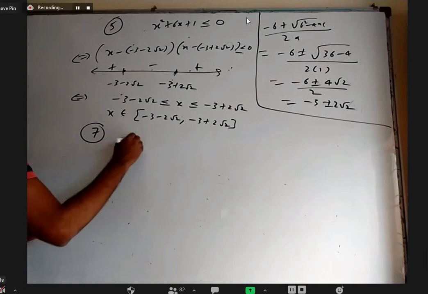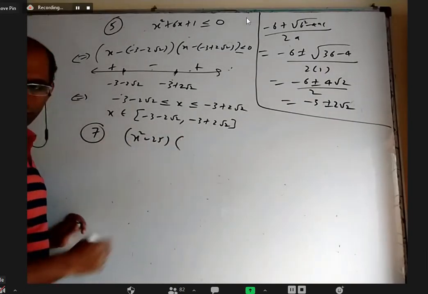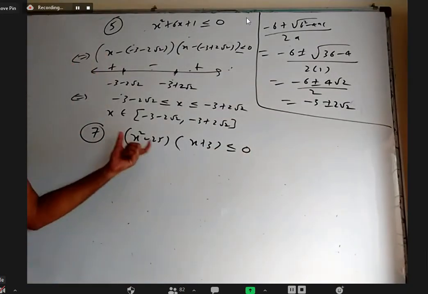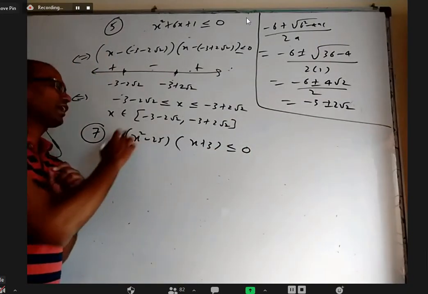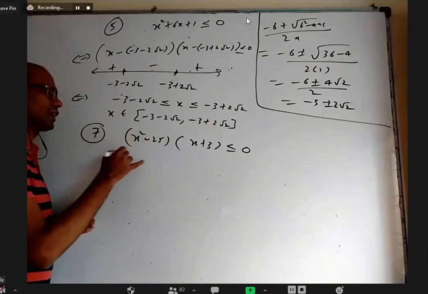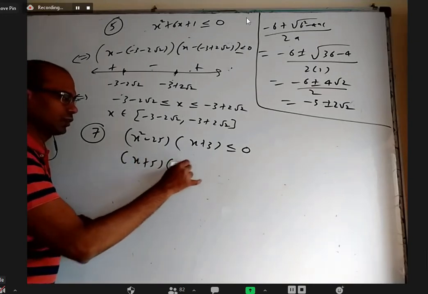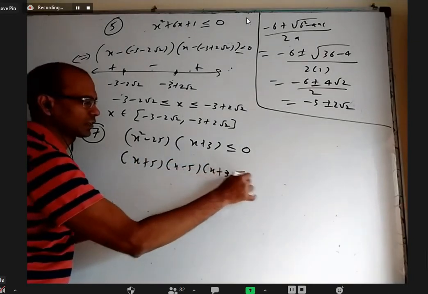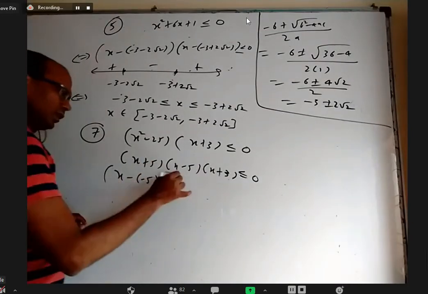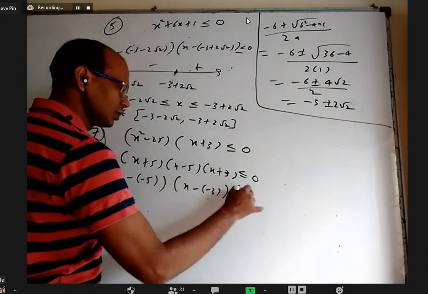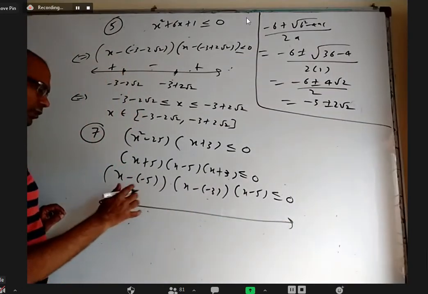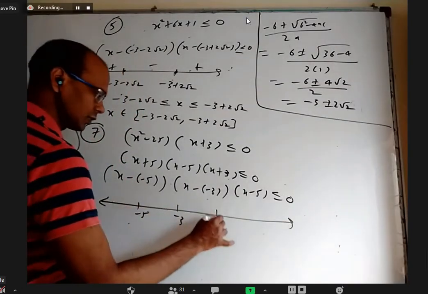Okay, here are three things now. x square minus 25 into x plus 3 less than or equal to 0. One should not write x square minus 25, leave it like that and say at 5 it is 0. No, at minus 5 it is 0. Better to convert everything into so many linears. So even this I have to write as x plus 5 into x minus 5 into x plus 3 less than or equal to 0. And then write properly x minus (minus 5) into x minus (minus 3) into x minus 5 less than or equal to 0. So on the number line, I'll get three numbers, minus 5, minus 3, and 5.